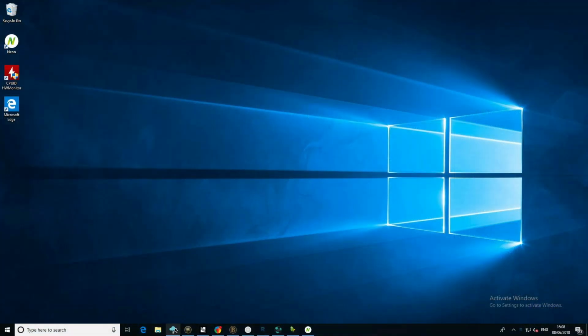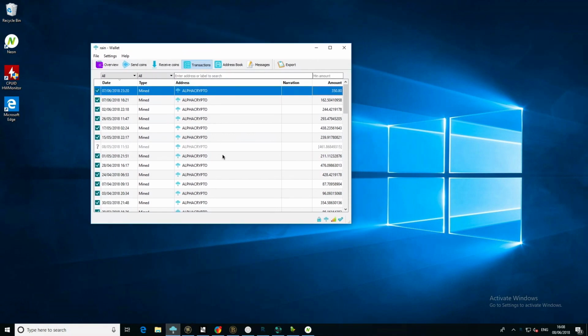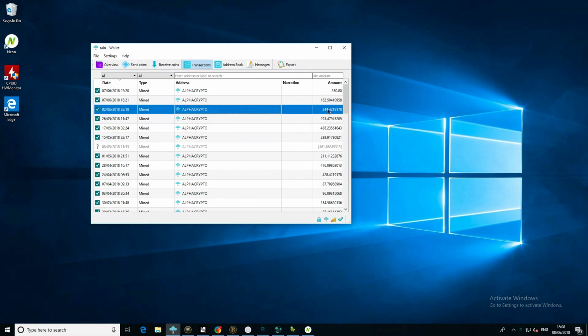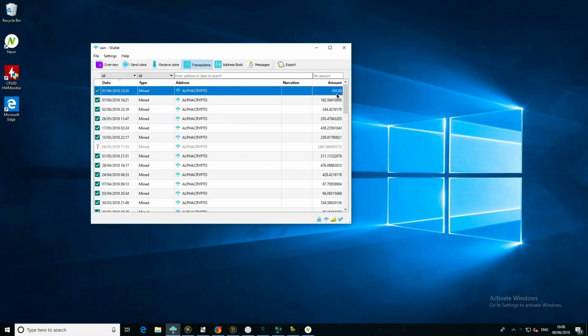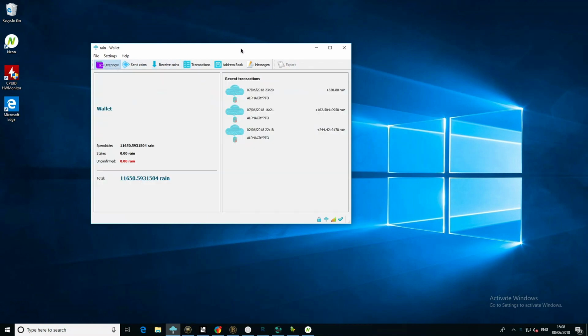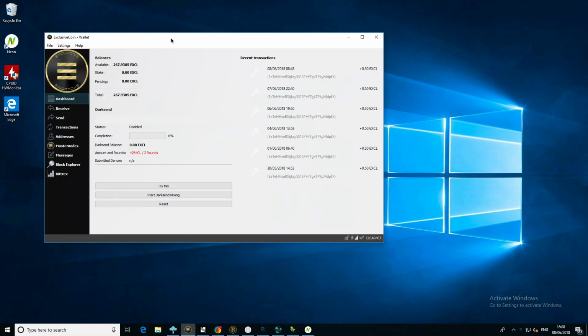So let's have a look at these wallets, and we're going to open up Rain Condensate. The last time we staked was on the 30th. Well, the last episode was on the 30th. So let's have a look. We've got one stake here for 244.42. Another stake for 162.50 and 350.80. That's pretty solid staking for Rain. Definitely solid.